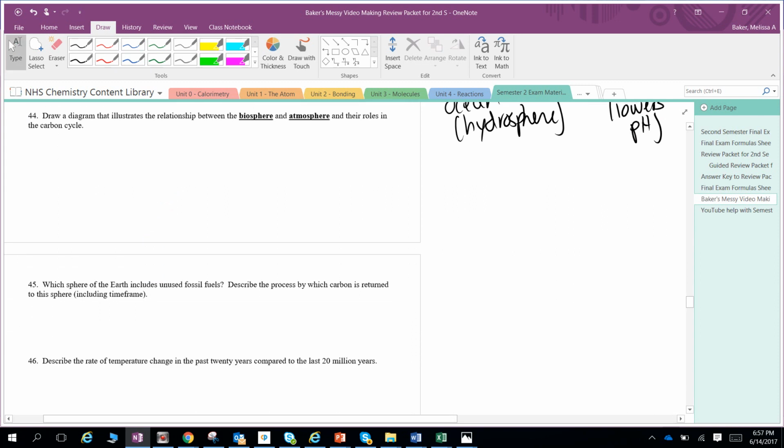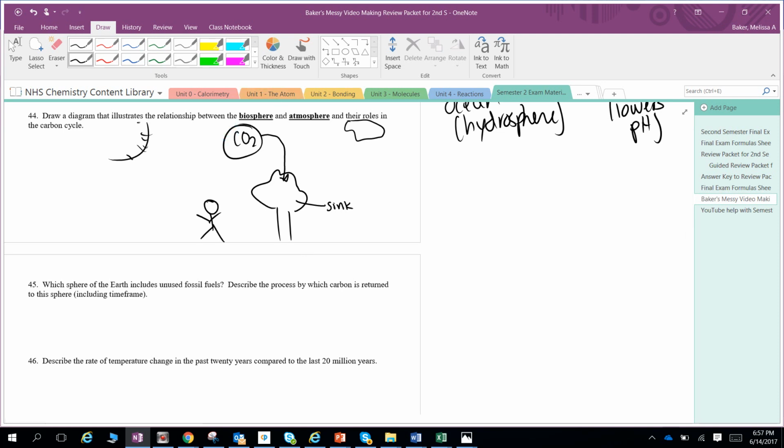44 asks you to draw the relationship between the biosphere and the atmosphere and their roles. So we'll keep this pretty simple. I've got a person representing animals, I've got a tree, and I've got my sun up here so we can see where the atmosphere is. CO2 in the atmosphere is taken up by trees in the process called photosynthesis, this is a carbon sink. And there is cellular respiration as well, but these rapidly growing trees, for the most part, are sinking CO2 more than they're releasing it.